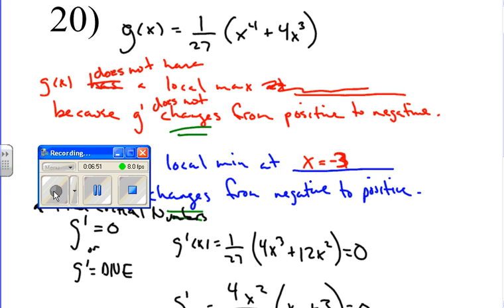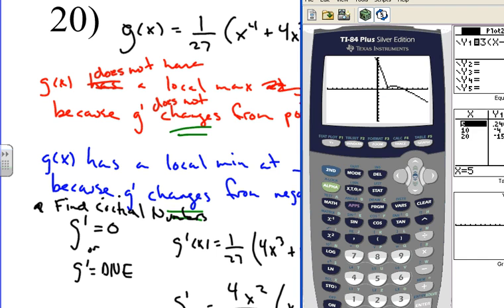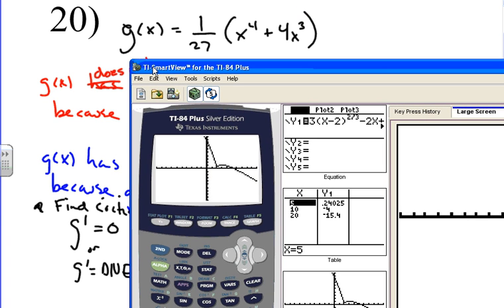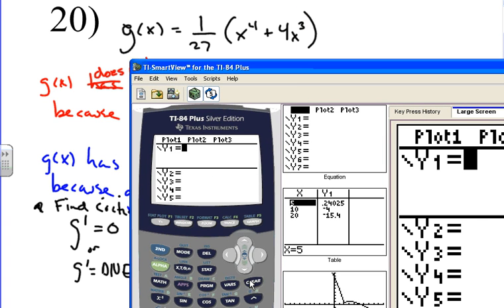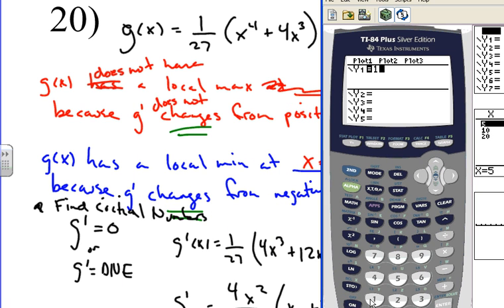So let's check this out on our grapher. I'm going to actually take out my graphing calculator because I always get very interested in graphs like this. I'm going to go y equals. Let's clear that. I'm going to plug in 1 divided by 27, and we have x to the 4th plus 4x to the 3rd.